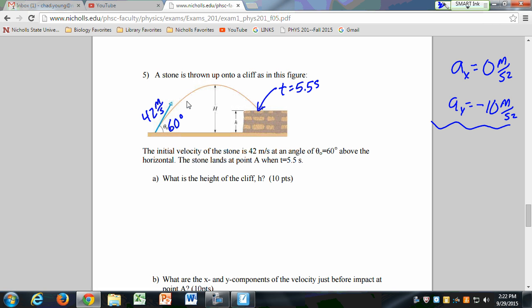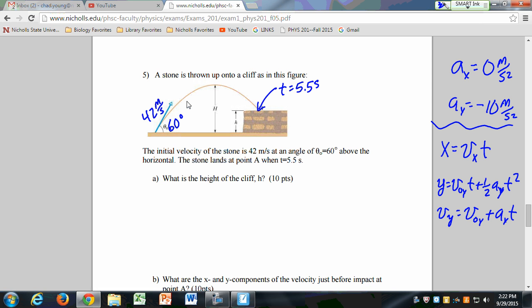Let me just write down those equations. If you want to write your equations on there, that's fine, just to have in front of you. I have x equals vx times t, y equals v naught y t plus 1/2 ay t squared, and vy equals v naught y plus ay t. So those are my three equations.